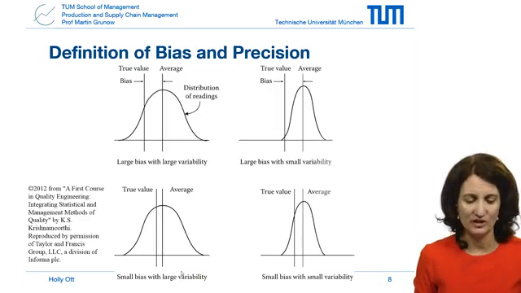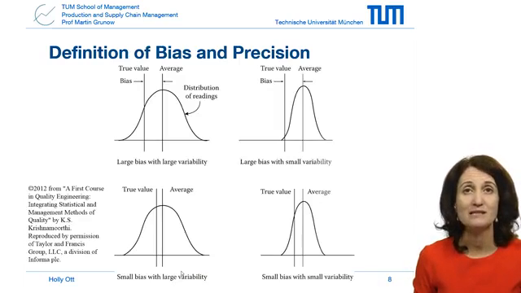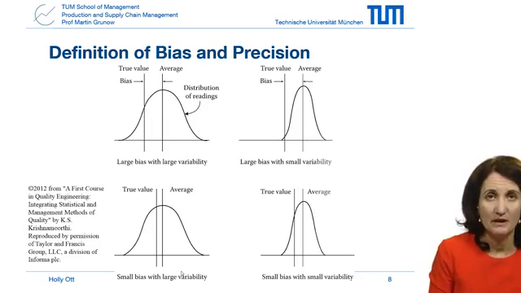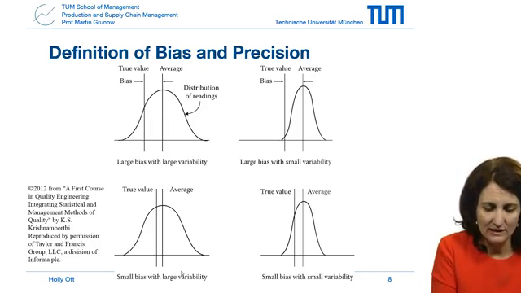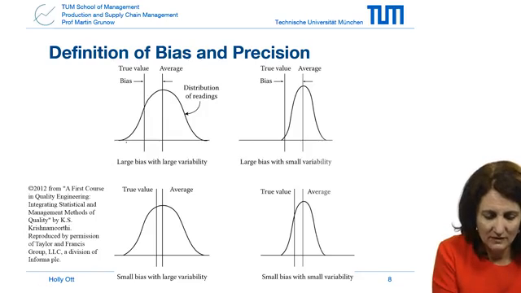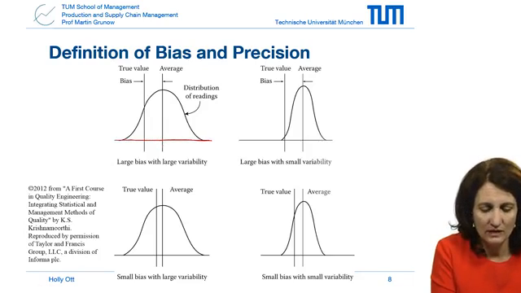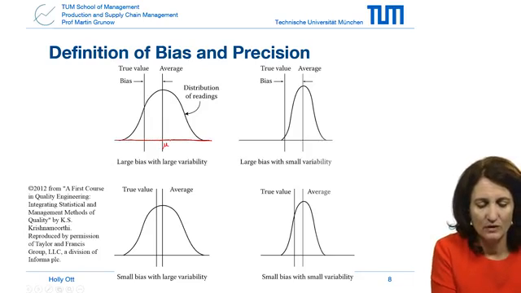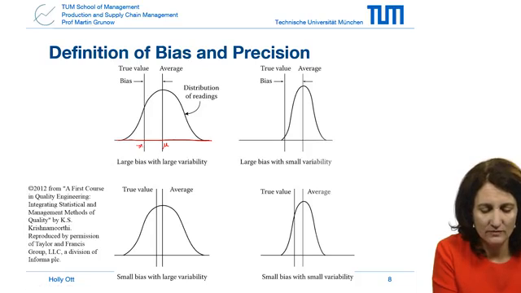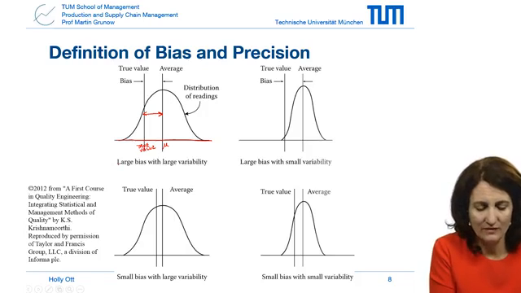And here we see some pictures of this. So again, bias is the difference between the average of the readings and the true value of the measurement. Here we have our measurement value on the x-axis, and there's a distribution, and we have a mean value, which differs from the true value here. And the difference between these two is the bias. So here we have, in this case, a large bias. In this case, for example, a small bias.